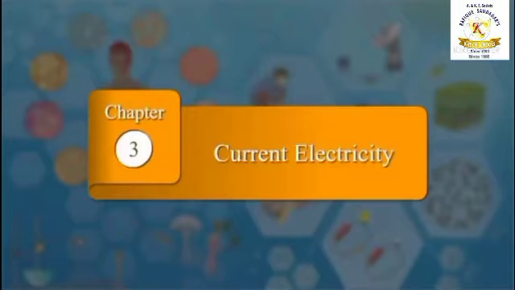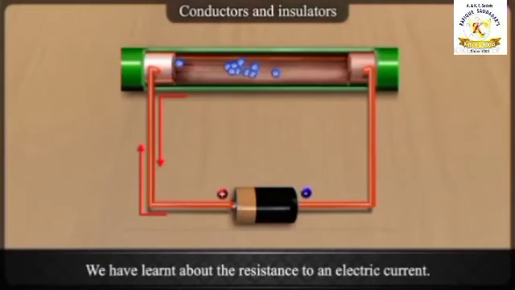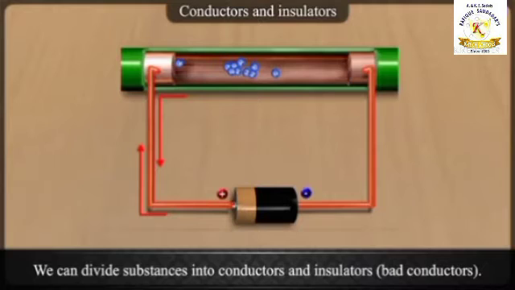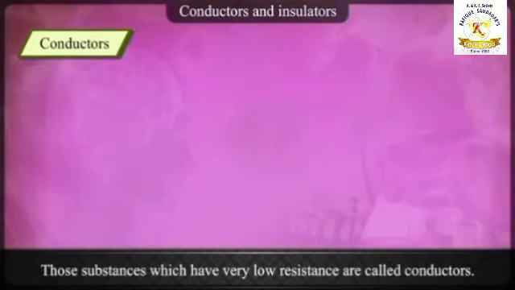Let's continue learning our lesson number 3, current electricity. So in today's lecture, we are going to learn more new concepts. The first one is conductors and insulators. We have learnt about the resistance to an electric current. We can divide substances into conductors and insulators, that is bad conductors.